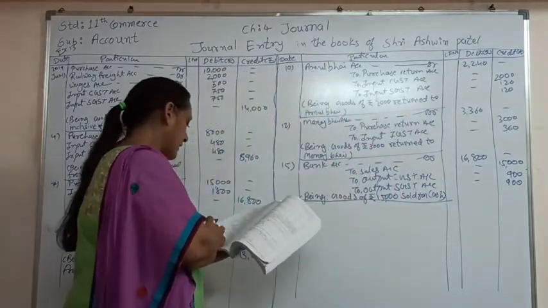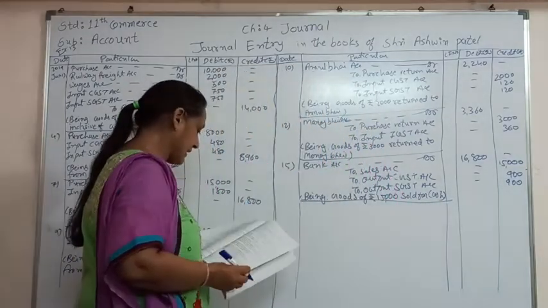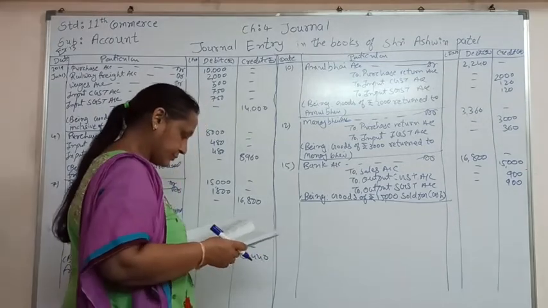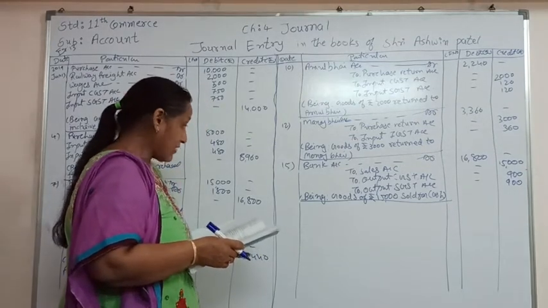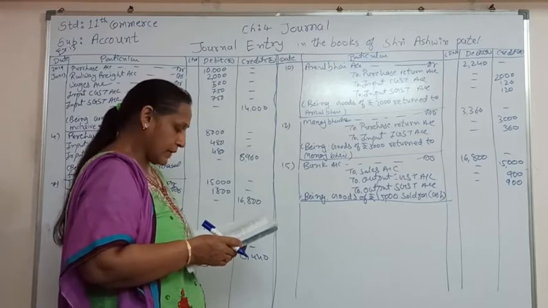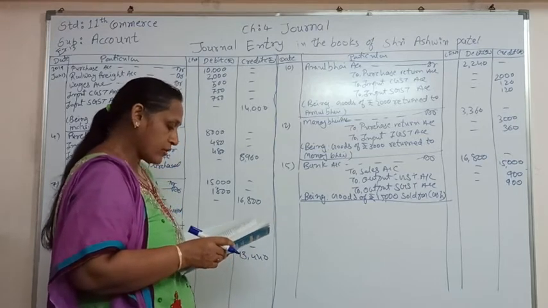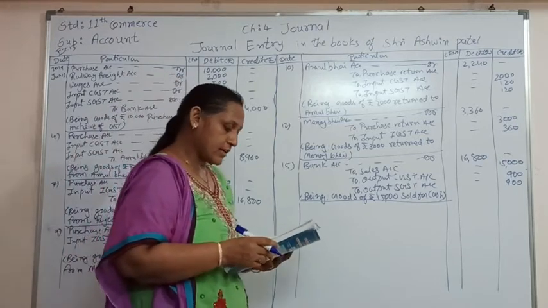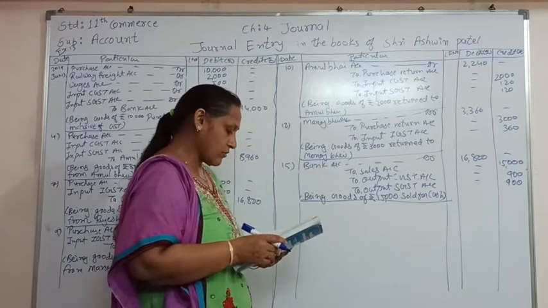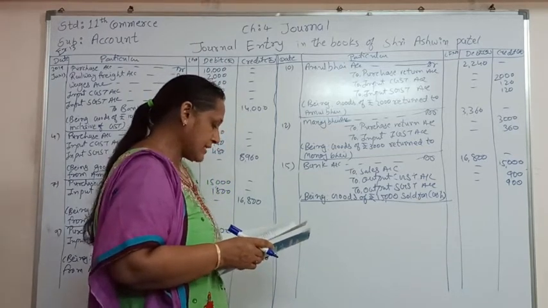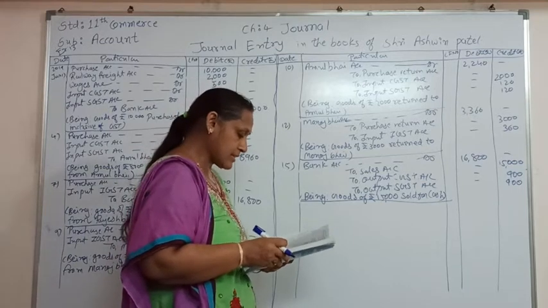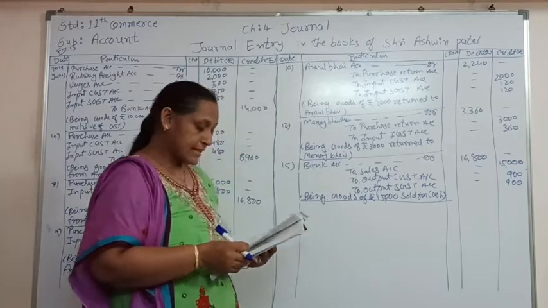So for that, now let's see the next. Next is 17, and that is goods of rupees 20,000 sold to Vinod Bhai of Valsad. Railway freight 1,000 is paid on his behalf. So here we have made the sales, but this sales is credit sales.